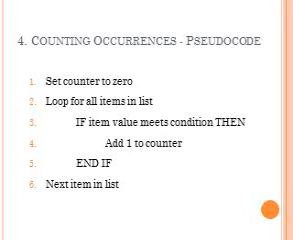But you can extend 3, 4, and 5 to have an if then else, or an if then else if, and then an else. So you can have multiple conditional statements in there. You could also have a case statement instead, and this would still be a valid implementation of counting occurrences.